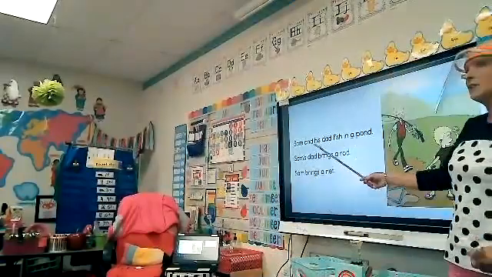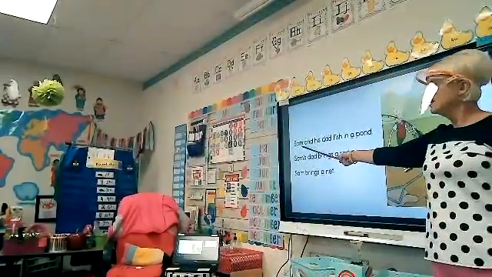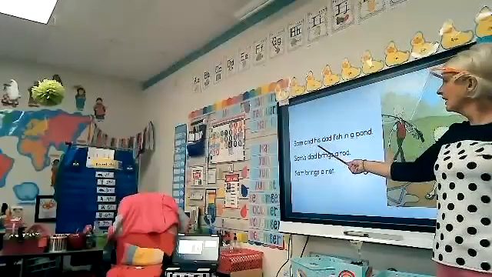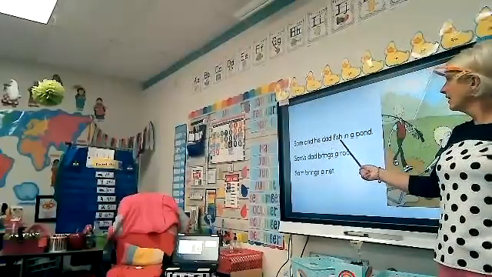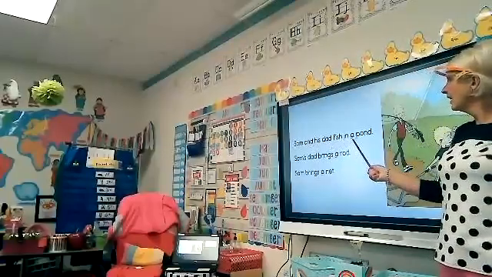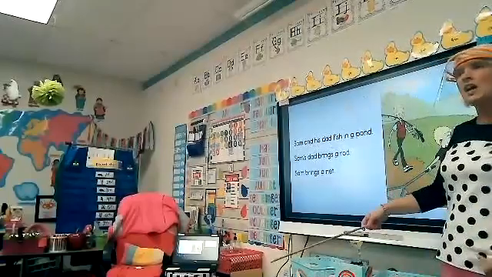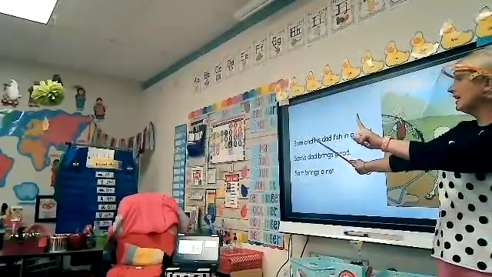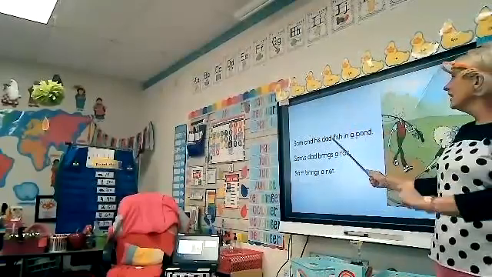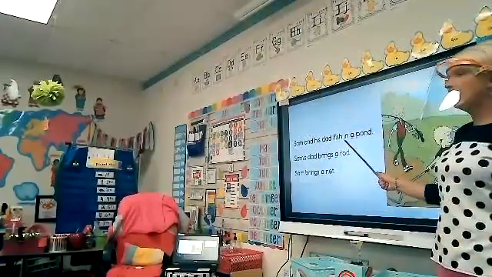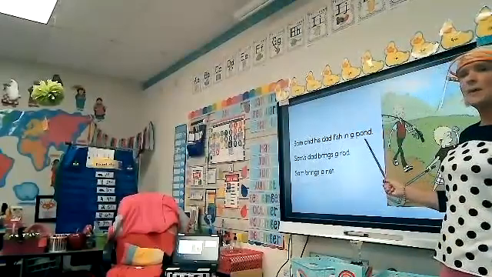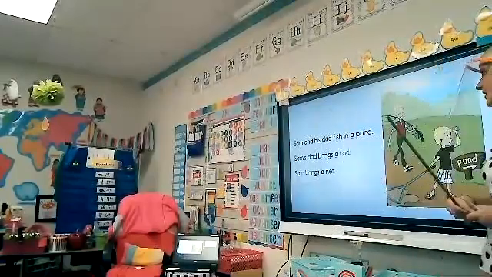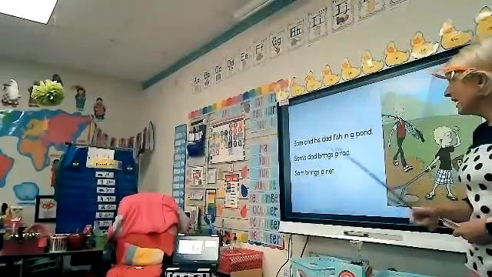Olivia, will you read that first sentence for me? Good. Let's read it all together. Sam and his dad fish in a pond. Good, good, good. Shaylin, next sentence.